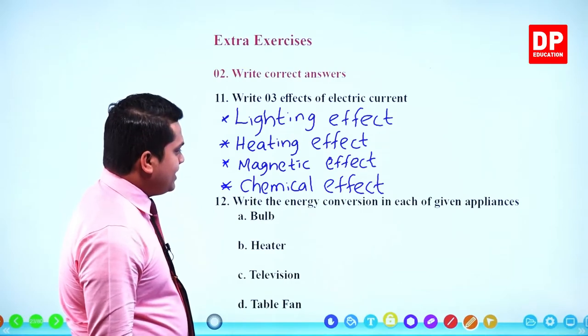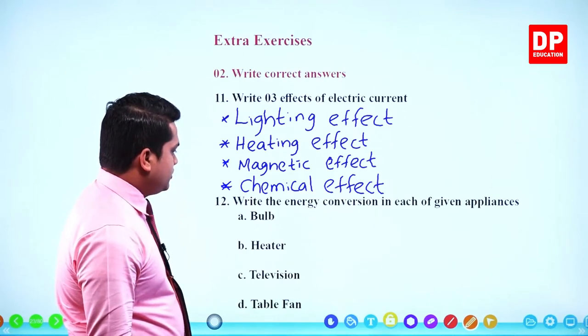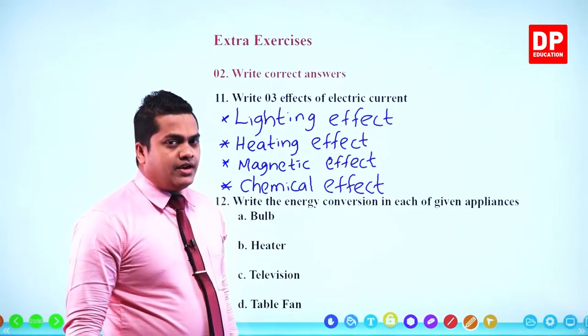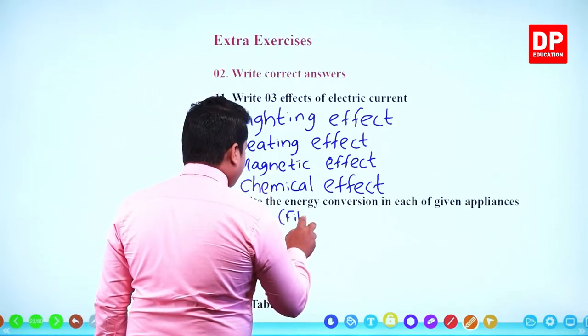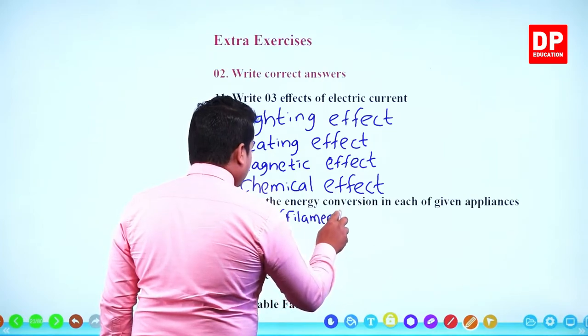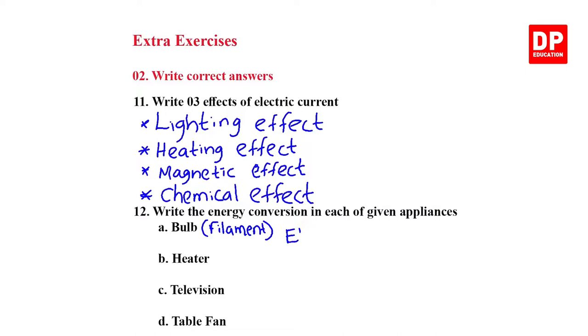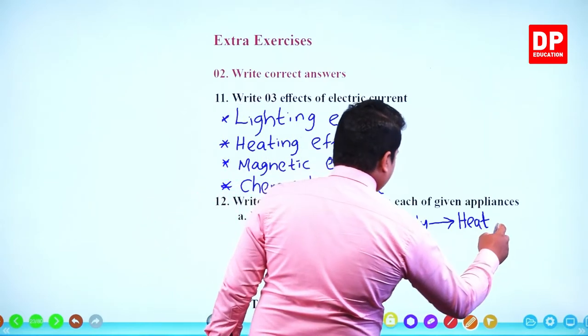Next question. Write the energy conversion in each of the given appliances. Bulb. It's not mentioned what type of bulb, but however, if it is given as just a bulb, then definitely it is a filament bulb. So I'll mention that as filament, so that it would be more convenient for you. Right. So in a filament bulb, my dear children, electricity is getting converted to heat energy. This is the main type of energy given out. Remember, always in a filament bulb, heat energy is the main energy given out. As a secondary energy, light is given. Okay. Heat energy.